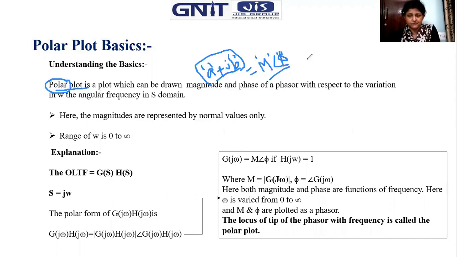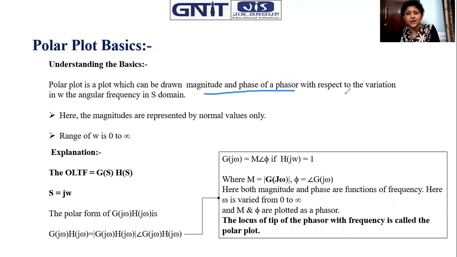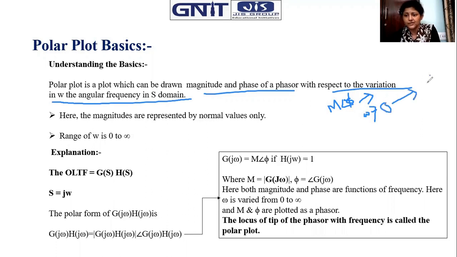Let's see the definition of it. A polar plot is a plot in which the magnitude and phase of a phasor are drawn with respect to the variation of the angular frequency in its domain, right? So we are trying to represent the magnitude along with the phase with the variation of angular frequency omega. What is the range of omega we have chosen for the polar plot? That is the positive range of omega, 0 to infinity.